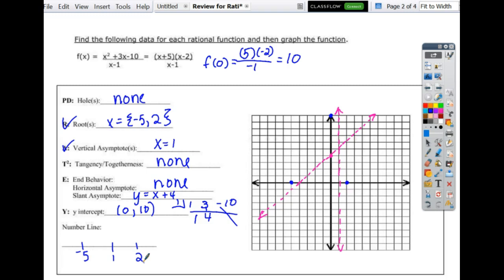I have to check. So if I check -6, if I put -6 in here, I get a negative. If I put -6 in here, I have another negative. And if I put -6 in here, I have a negative on the bottom. So negative times negative gives me positive. Positive divided by negative gives me negative. So I'm going to start at negative, positive, negative, positive.